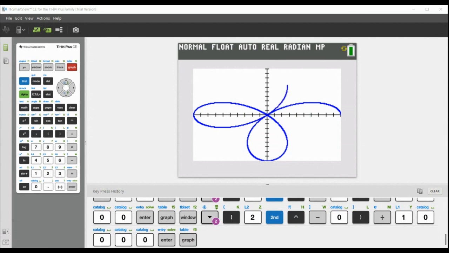So this would be if you would have to pick a lot of values of theta to graph this 4-leaf rose. But if you did it, well, eventually you pick enough points and you get the pattern.